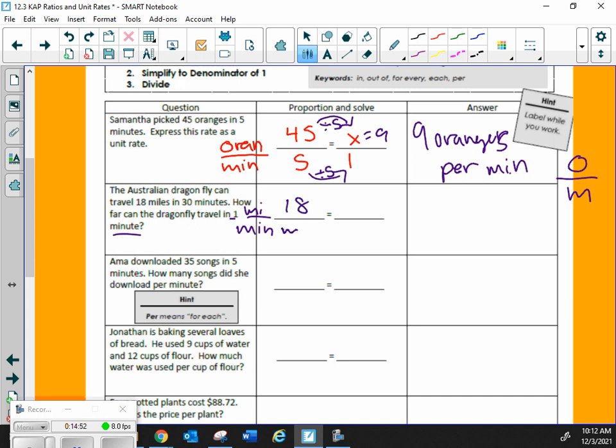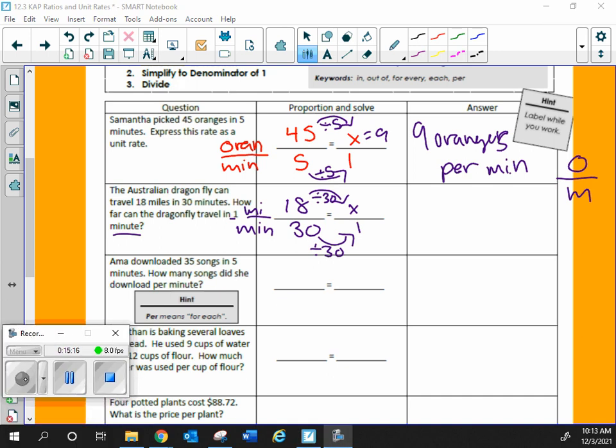About using those units, okay, and then that place or the other place? Top or bottom? The bottom on the other place is going to be 1. Very good. And the top is 18 over 30. All right, what did we get? Yes, ma'am? 0.6 miles per minute. 0.6 is the same thing as 3/5. You could have also put 3/5 miles per minute. Yes, ma'am.